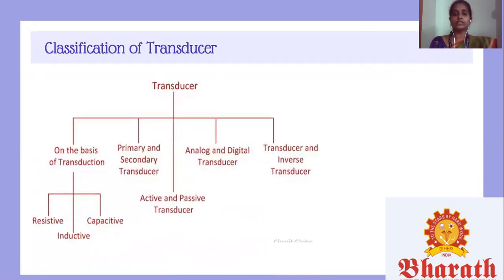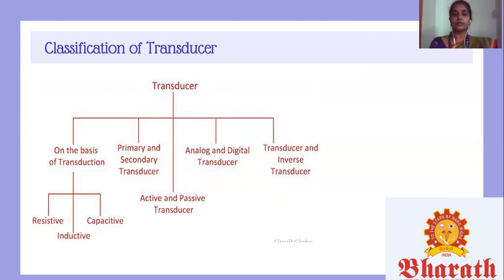Next, we can see the classification of transducers. As you can see from the chart, there are different types of transducers. Based on this classification, the first one is classification based on the principle of transduction. The transducer is classified by the transduction medium. The transduction medium may be resistive, inductive, or capacitive, which depends upon the conversion process, that is, how the input transducer converts the input signal into resistive, inductive, and capacitive respectively.